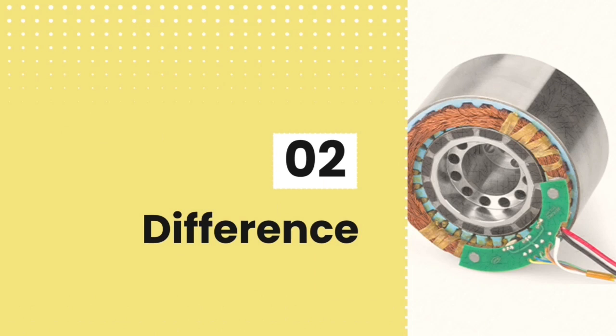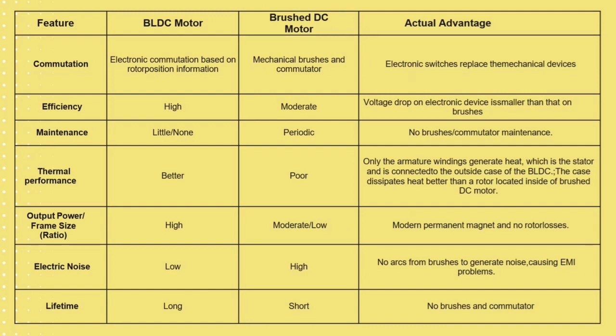Let's talk about the difference between BLDC motors and brushed DC motors. So there is a table about the differences between BLDC motors and brushed DC motors and the actual advantages that we can gain. The commutation feature: in BLDC motors we use electronic commutation, and in brushed DC motors we use mechanical brushes. So there is no brush.